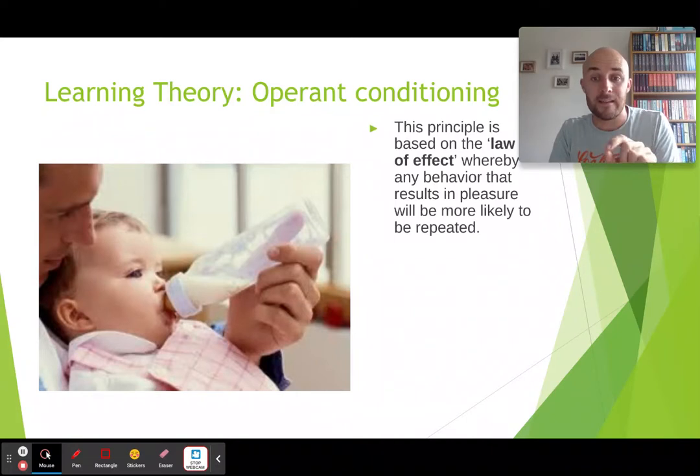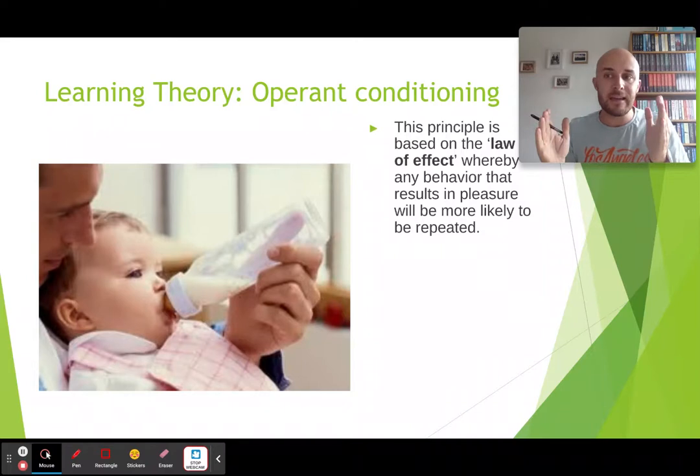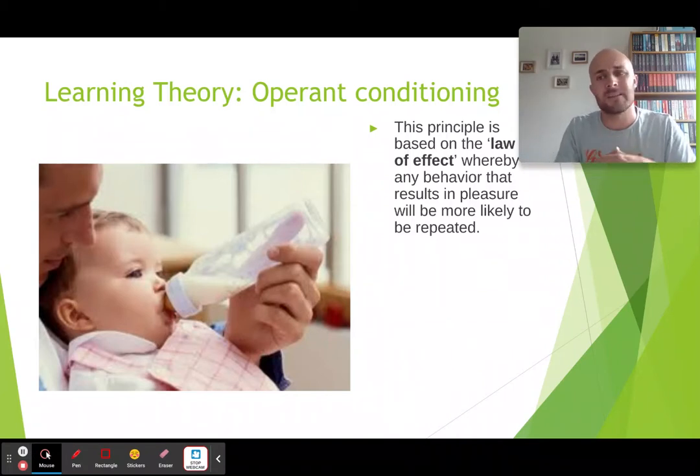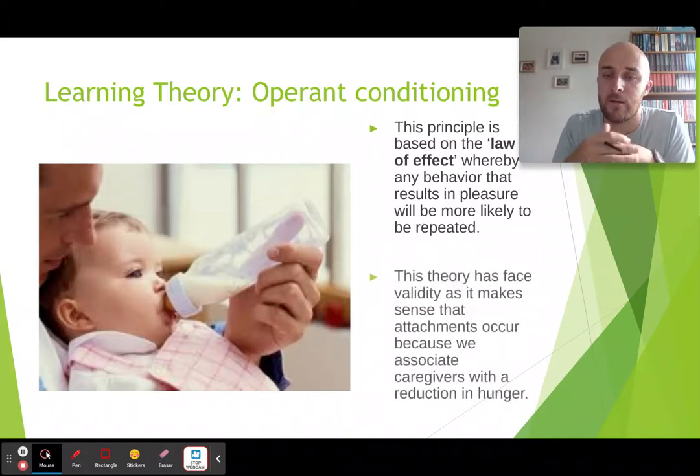The law of effect is any behavior that results in pleasure or reward is likely going to be repeated. So if both caregiver and infant are being rewarded for, let's say, feeding the baby, the caregiver gets rewarded and the infant gets rewarded, you're much more likely going to strengthen that attachment going forward. You might turn around to me and say, yeah, but I hate my mum, I hate my dad. You probably didn't hate them at this time, right?